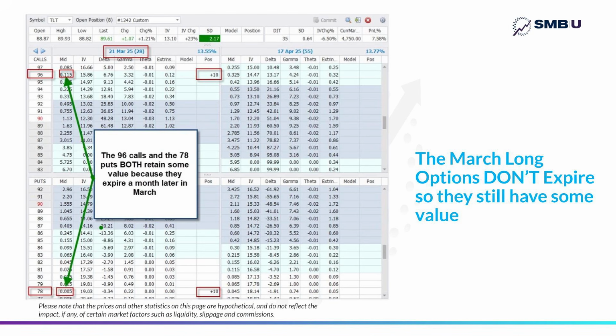But, and this is key to understand, the 96 calls we bought in March and the 78 puts we bought in March both have value still. Why? Well, those have 28 more days before they expire. So there's a possibility that TLT will rally up to 96 or sell off down to 78, and those options have to retain some value because that risk is still a possibility. And the one selling those options has to get paid for that risk. And as you can see, the 96 calls are worth 11 cents and the 78 puts are worth about 1 cent. So when we close the trade, we're going to get some value from those.